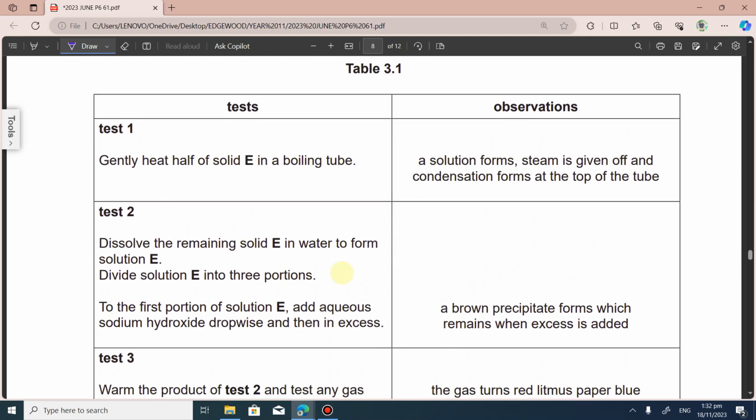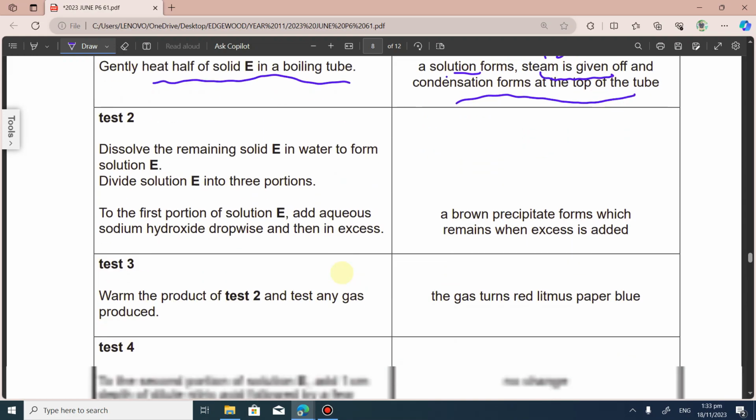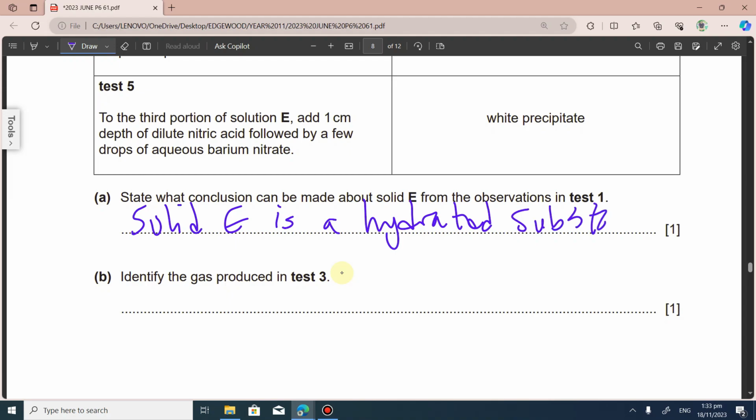Gently heat half of the solid E in a boiling tube. Now, after the process of heating, or during the process, a solution is formed, steam is given off, condensation forms at the top of the tube. Okay, so steam here is simply water giving off. That should tell you that solid E contains water. So solid E is a hydrated substance because it contains water. Since water is given off, that means solid E had water in it. So the heating had simply removed the water.